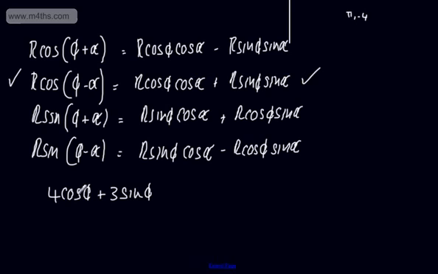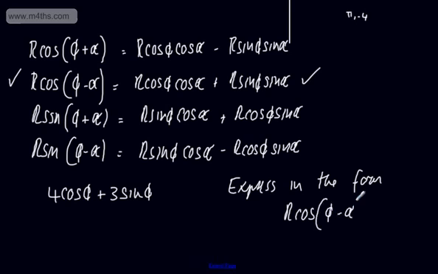So we would have 4 cos theta plus 3 sine theta, and we would say express in the form r cos of theta minus alpha, and we might be asked to find r and alpha and write those down. So let's go ahead and use this particular expansion. What we've got then is r cos theta cos alpha, plus r sine theta sine alpha.